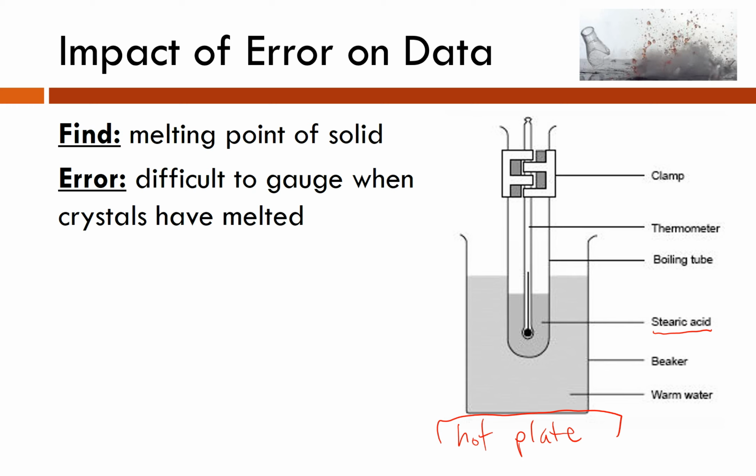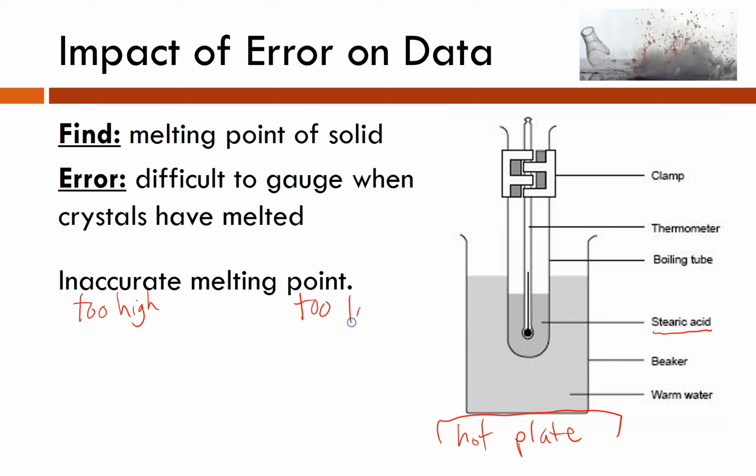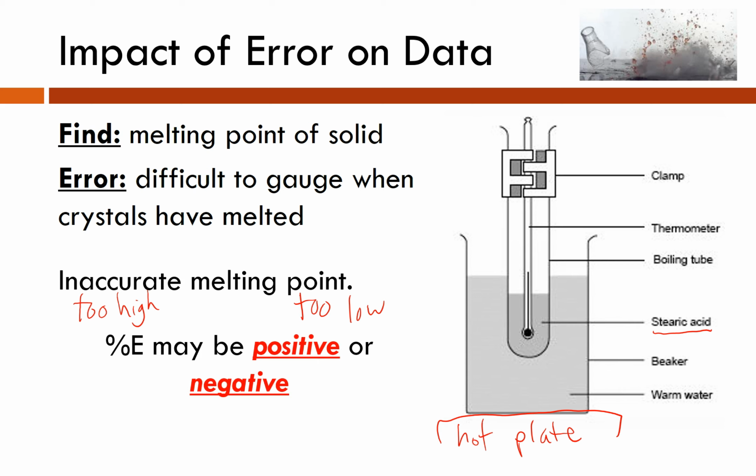So if the error is it's difficult to gauge when the crystals have melted, what's really going to end up happening is that you have an inaccurate melting point. This could go one of two ways. Your melting point could be too high, or it could be too low. If it's too high, that means that you heated past the melting point, so you couldn't tell that the whole sample was melted. If it is too low, that means that you took the final temperature too soon and not all of the crystals have melted yet. So your percent error could be positive or negative depending upon which of these issues occurred.